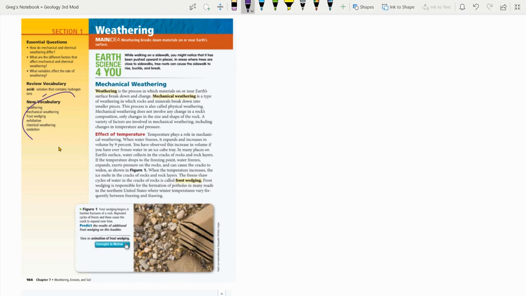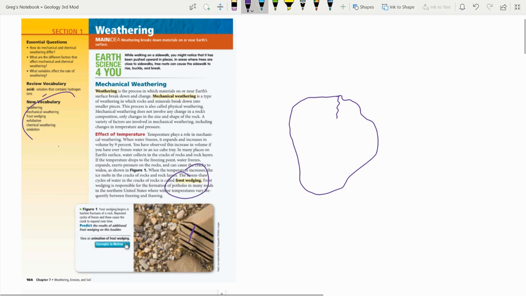All right, so the effects of temperature. The big one here is frost wedging. And you can see down here how it's showing this rock. But let me try to draw it. I don't know how well I can draw anymore on this pad, but I'm going to try. Here's a rock, okay? And in this rock, I get a crack. There's a little crevice in this rock. When it rains, the rain comes down, and water seeps into this crack.